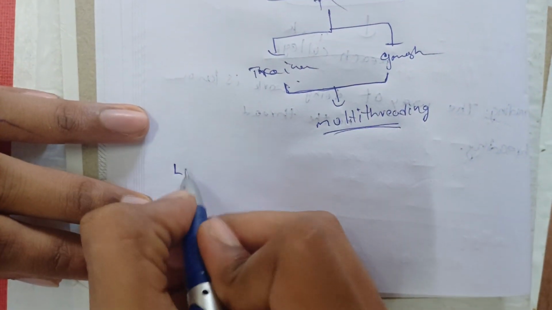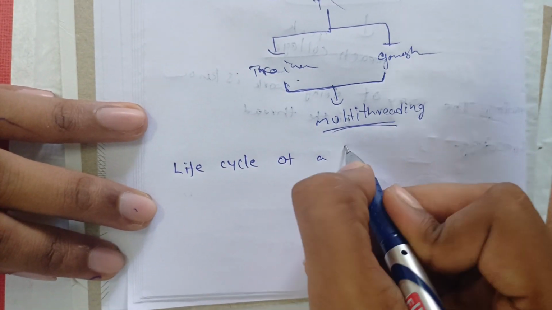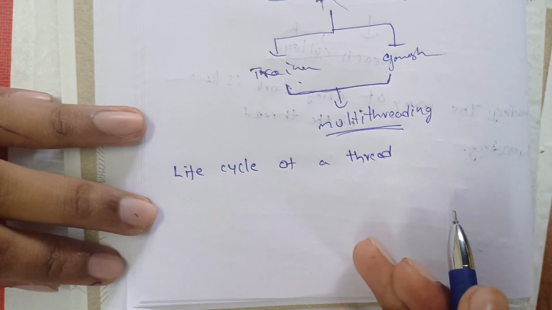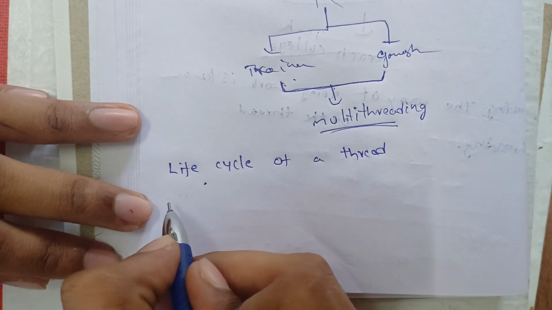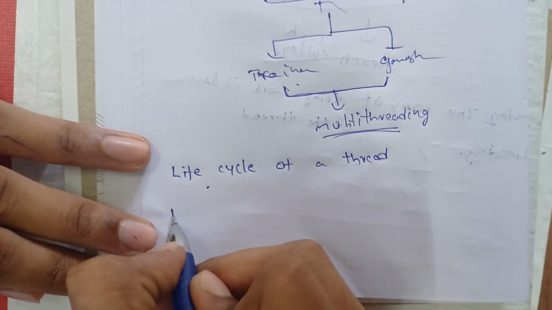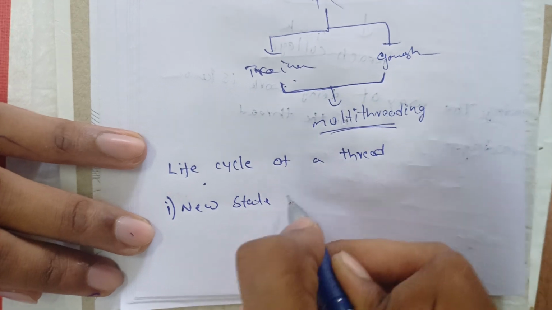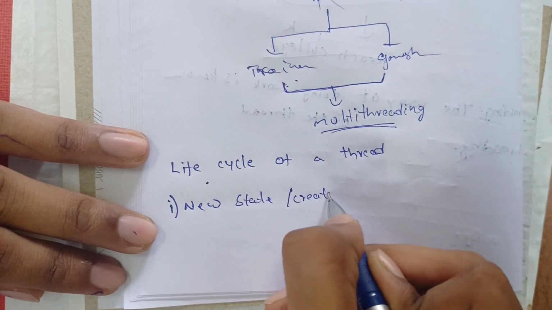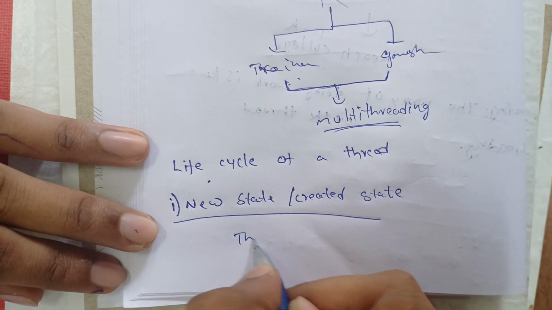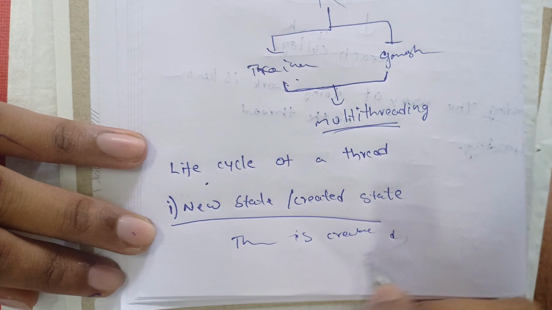Now about the life cycle of a thread. For everything there will be a life cycle. So for a thread also, there will be a few states. First thing, the new state or created state. It is the point where the thread is created but hasn't been assigned any work.